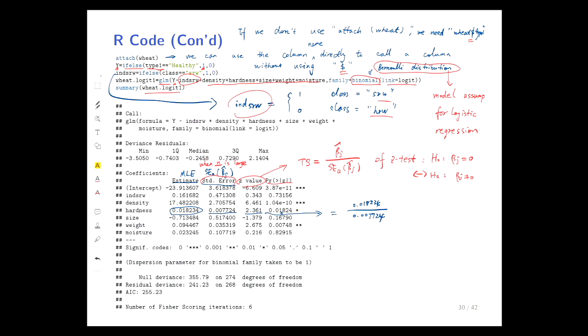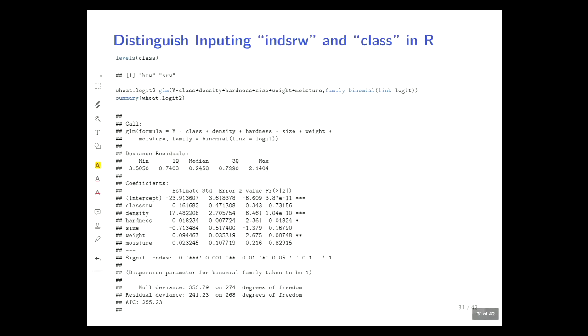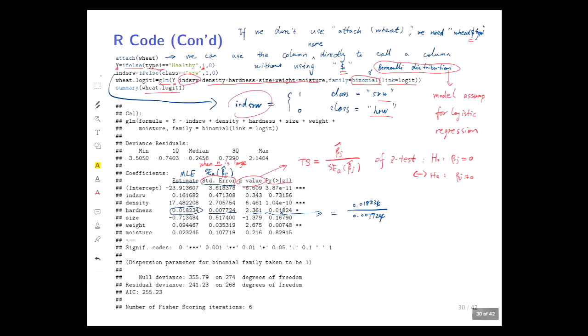So any questions so far on this page about how to read this table? Any questions? Okay, then we are going to talk about something important. Please be very careful here. Remember that in the previous case, we have one categorical variable, which is class. And what we do here is just input an indicator variable in the regression.